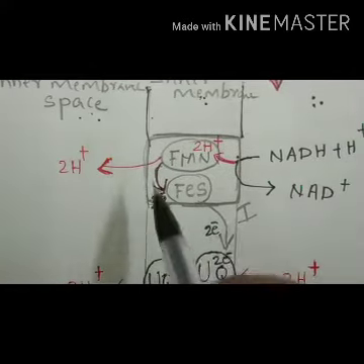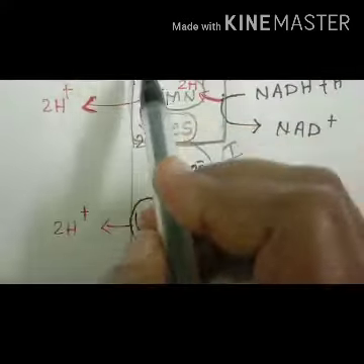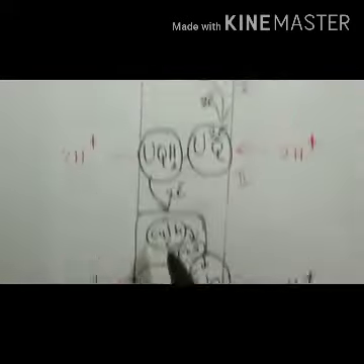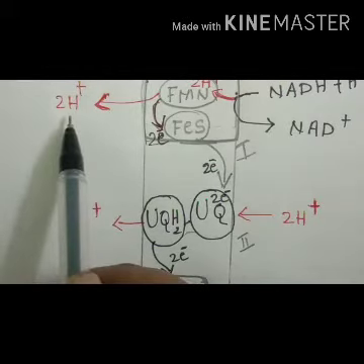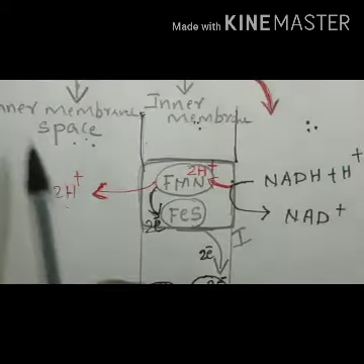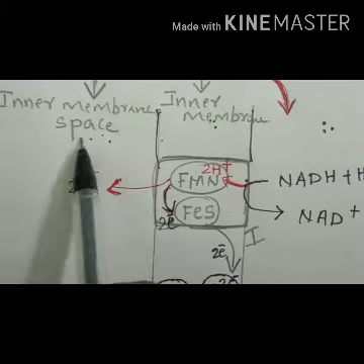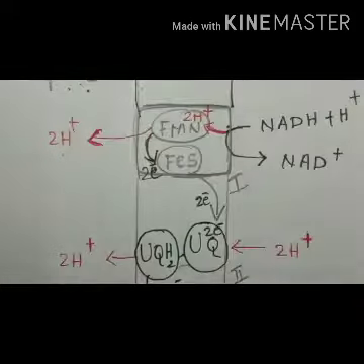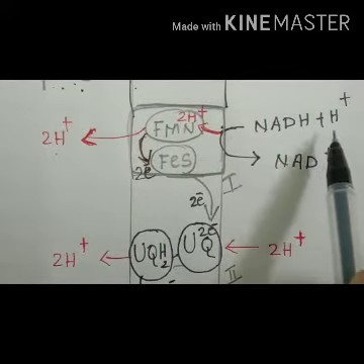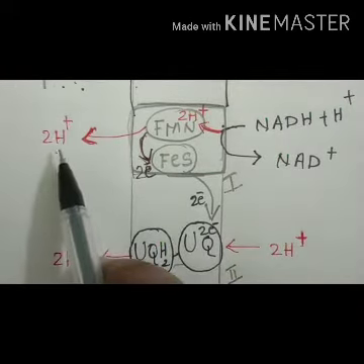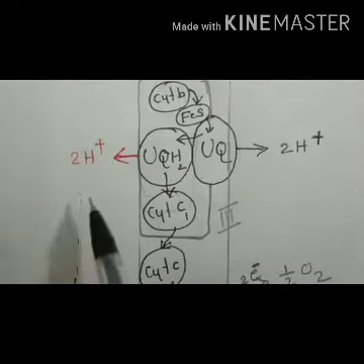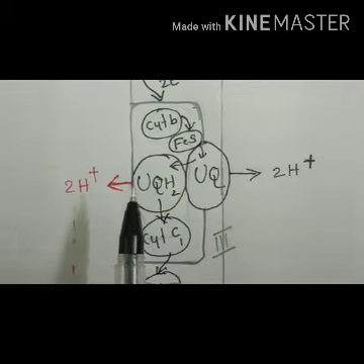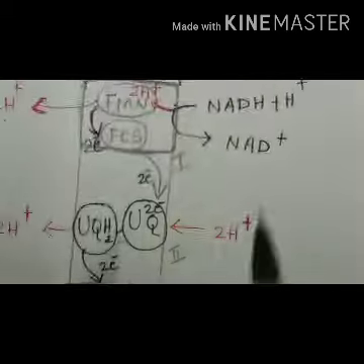When we observe this pathway of electron transfer, the electron is transporting through these complexes. At that time, what is happening? Here we can see the protons are accumulated in the inner membrane space. When one molecule of NADH2 is released, it leads to the formation of 2 protons here, also 2 protons here, and 2 protons here. In total, 6 protons are released by the reduction of one molecule of NADH2.